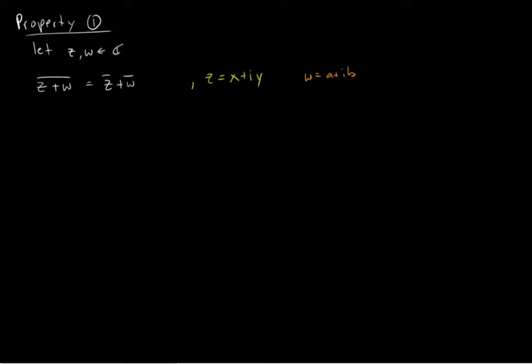The first property says that the conjugate of the sum is the same as the sum of the conjugates, where z and w are complex numbers. Since z is a complex number, it can be represented as x plus iy, where x is the real part and y is the imaginary part. And since w is a complex number, we can say w is equal to a plus ib, where a is the real part and b is the imaginary part. Now let's see if these two statements are true.